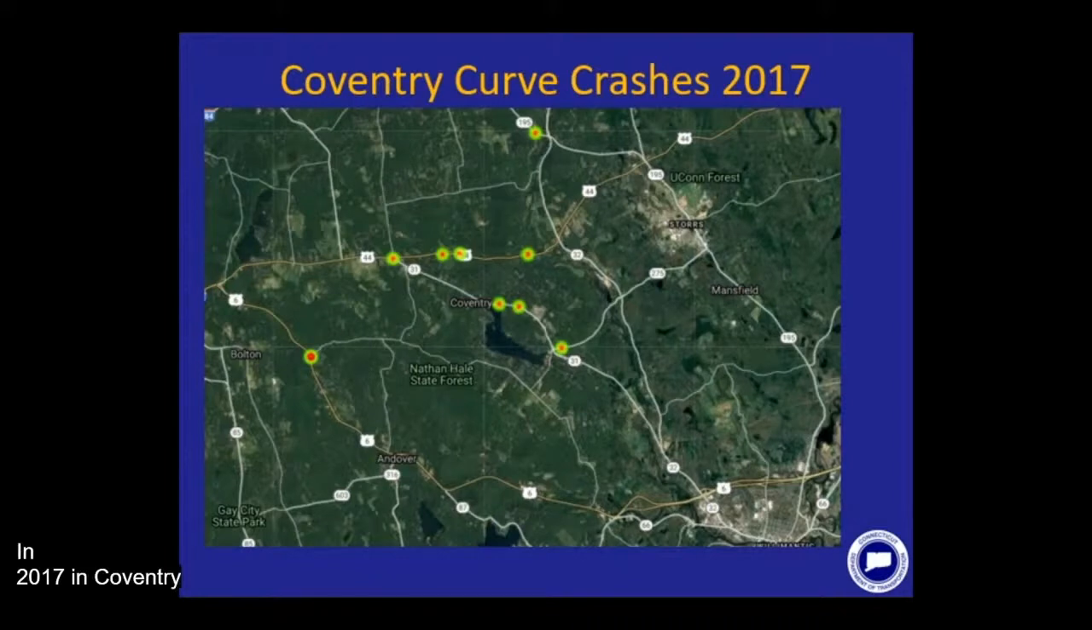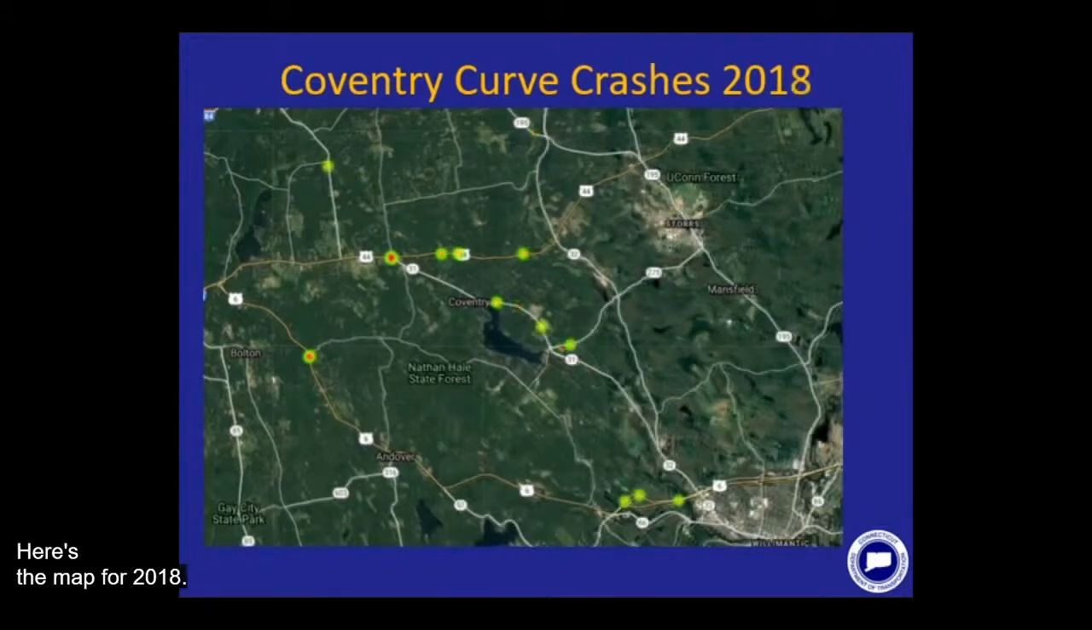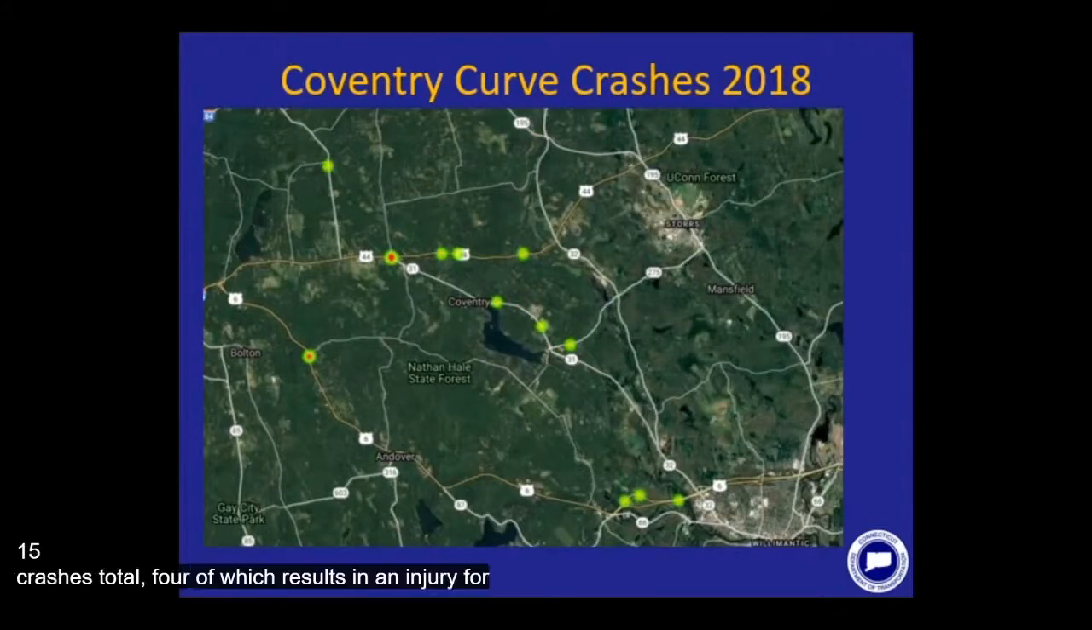In 2017, in Coventry, 10 crashes occurred at curves on state roads, and 4 of those crashes resulted in an injury. Now, I'd like for you to keep an eye out on one of those crash locations as I go through the next 2 years of crash maps. So I'm going to change the slides in 3, 2, 1, and here's the map for 2018. There's 15 crashes total, 4 of which resulted in an injury.